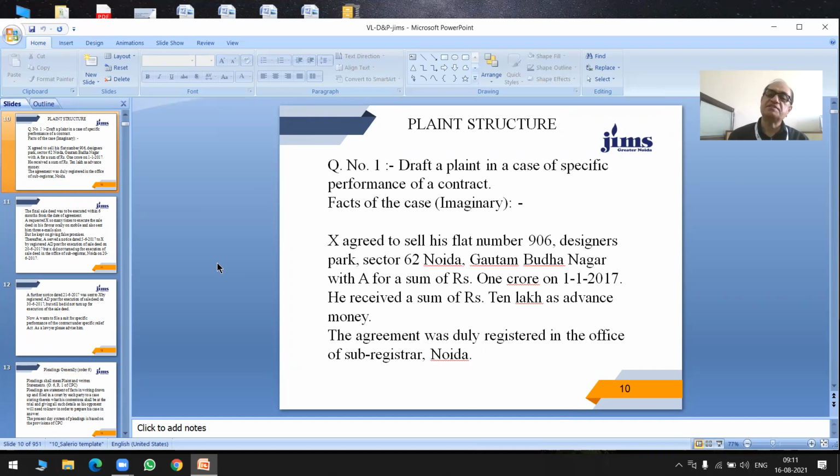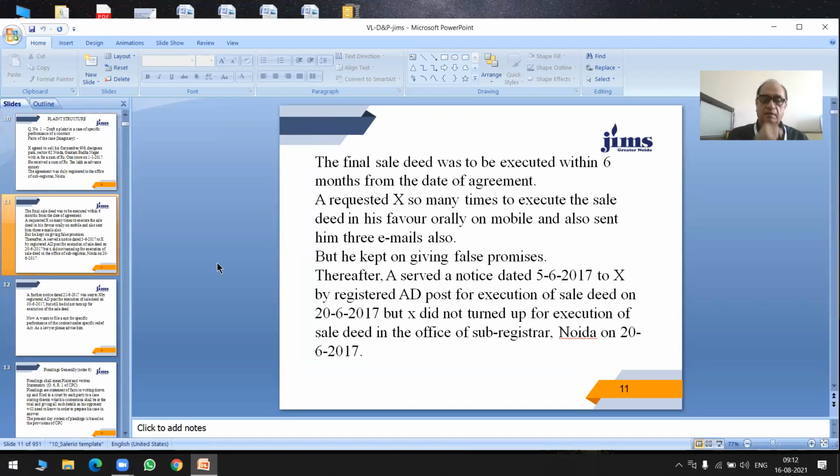And the facts are very simple, that X agreed to sell his flat number 906, Designers Park, Sector 62, Noida, Gautam Buddha Nagar, for a sum of rupees 1 crore on 1st January 2017. He received a sum of rupees 10 lakh as advance money, and this agreement was duly registered in the office of Sub-Registrar, Noida. The final sale deed was to be executed within 6 months from the date of agreement.